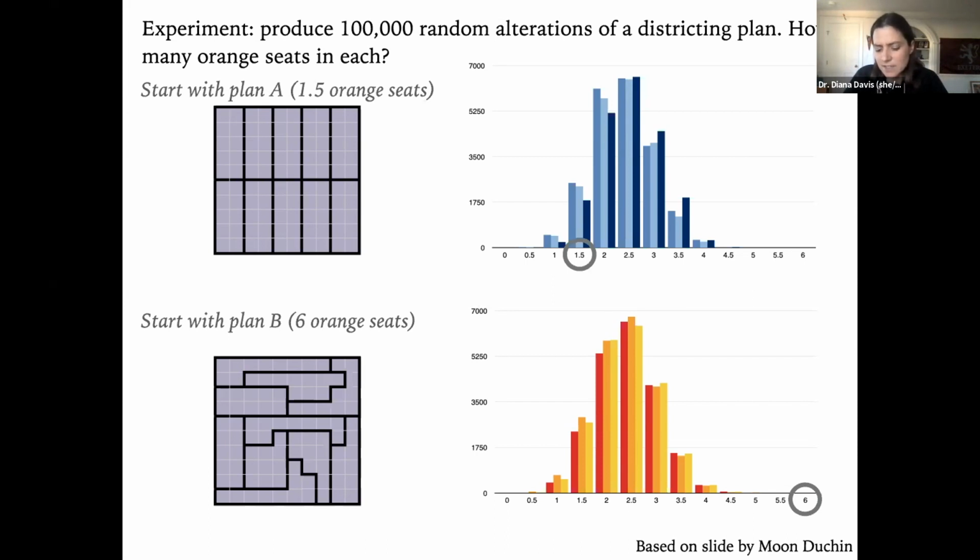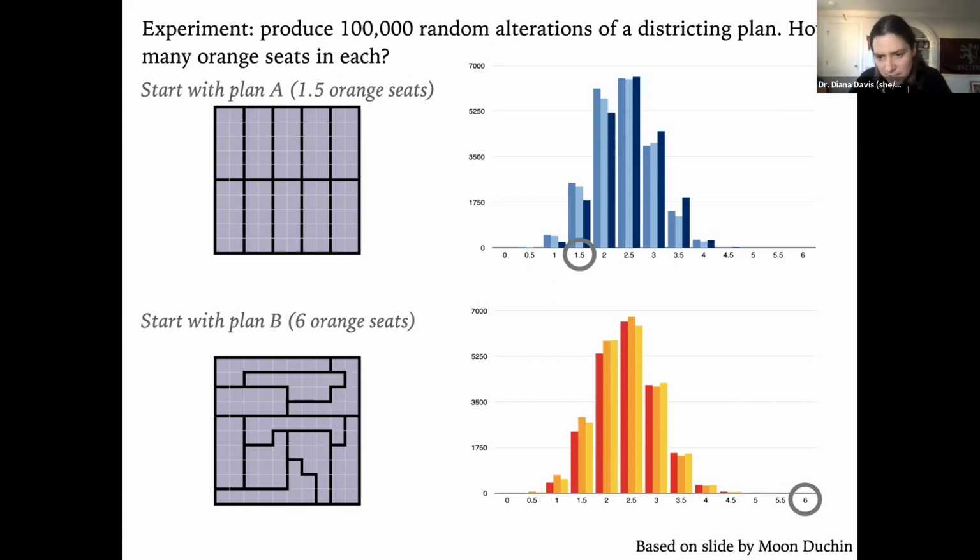Since this is a math class, I'll tell you that people have tried to prove that you forget where you came from, mathematically speaking, and it's very hard to prove. But these kind of schematics convince us that it's fine.